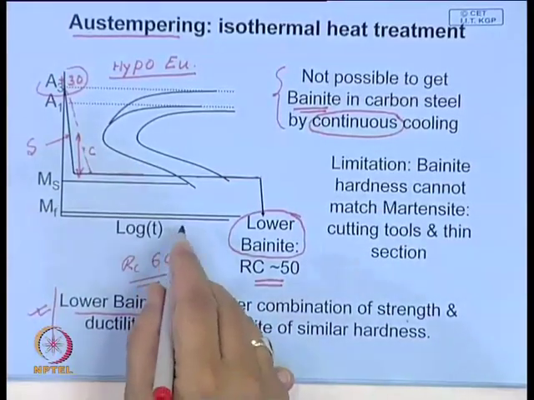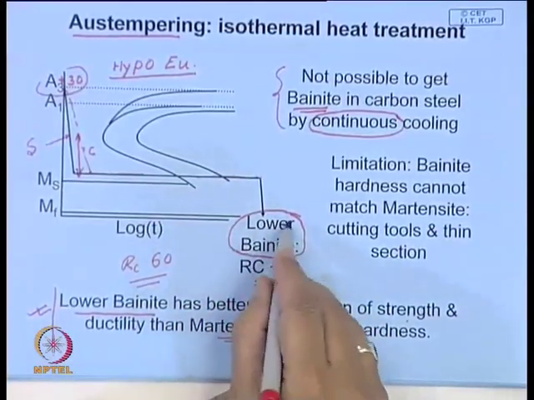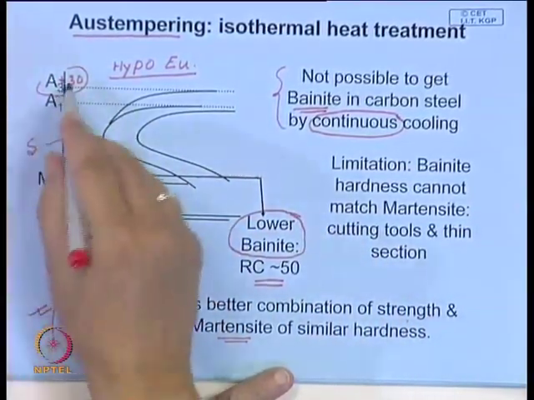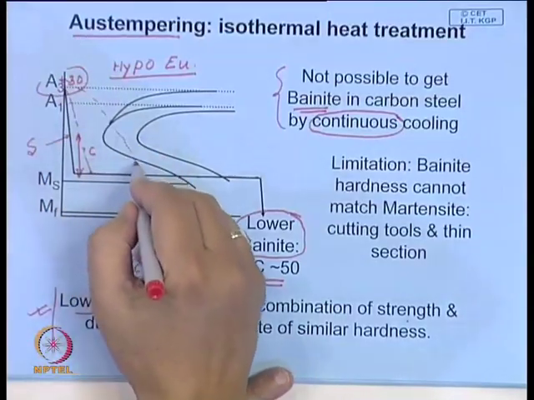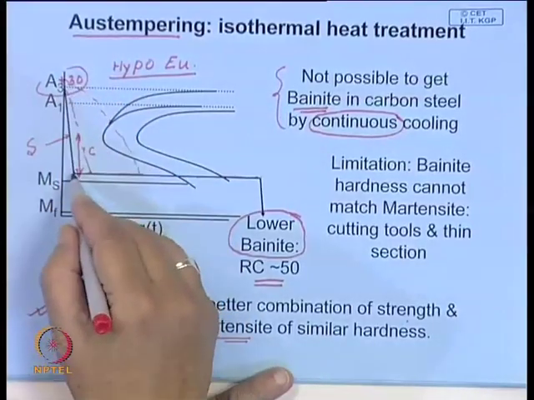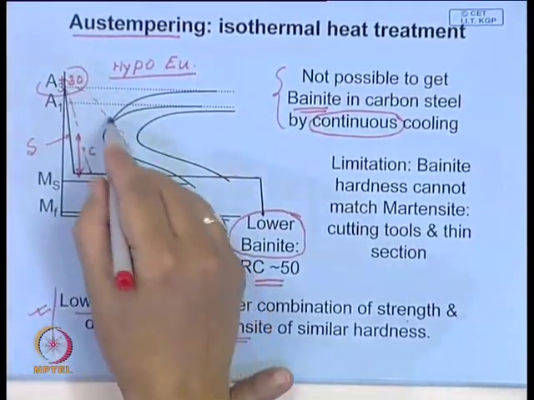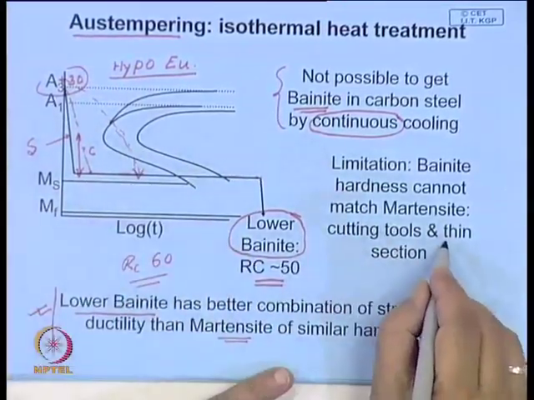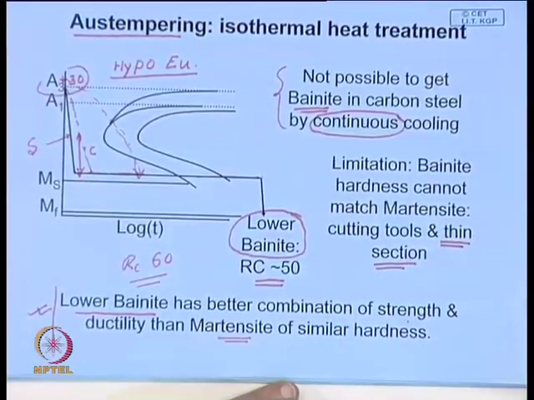A second limitation is that you may not be able to get this lower bainitic structure completely in the job if the job dimension is large, because in that case the core may not cool. If the job is large, possibly you will find that when your surface is cooled and brought here, you may get some amount of fine pearlite in the core. So, that means another limitation is that this treatment can be given only to thin sections.